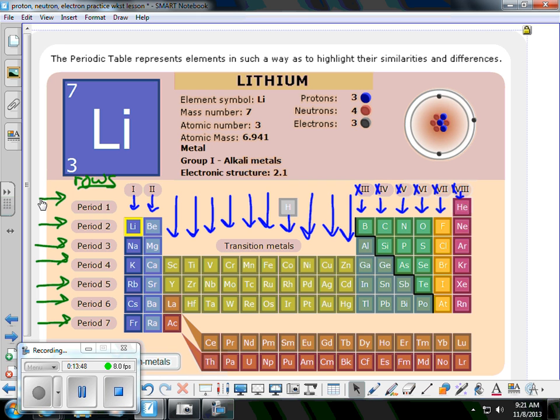So in this case, on this periodic table, where is the atomic number? On the bottom. Very good. And they've already rounded our masses for us. This is the mass for this element. Lithium is 6.941, and they've already rounded it for us to the nearest whole number. Okay?